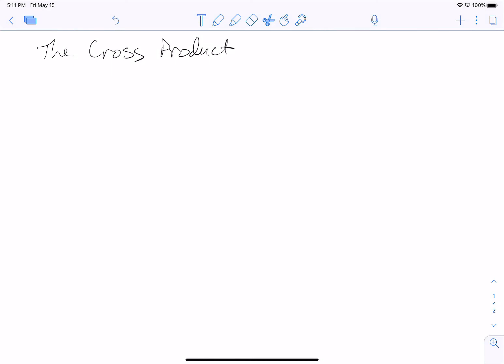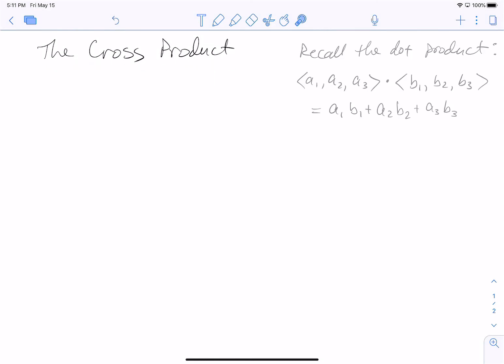We're going to take a look at the cross product, but first we're going to remind ourselves of, not the cross product, the dot product, which we saw in a previous video. The vector a1, a2, a3 dotted with b1, b2, b3 yields a1 b1 plus a2 b2 plus a3 b3, which is a real number. Remember we saw that the dot product can be used in projections and to understand the angle that exists between two vectors.